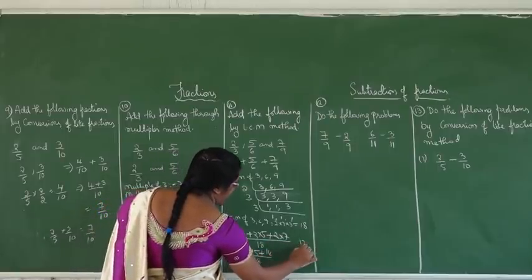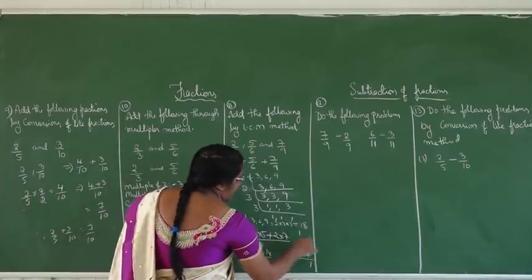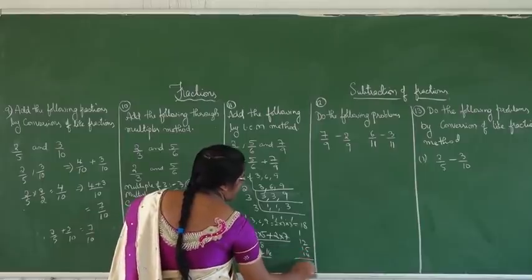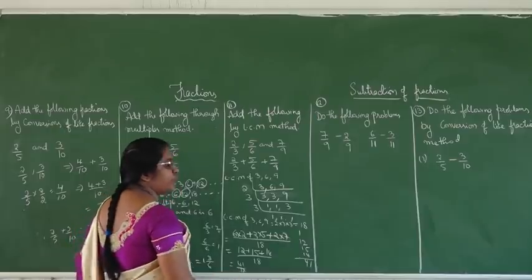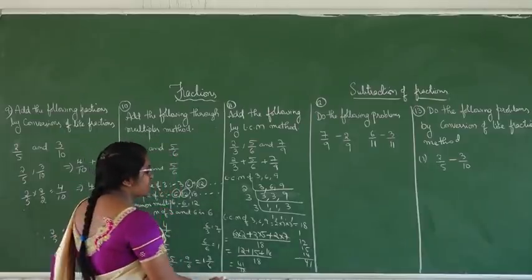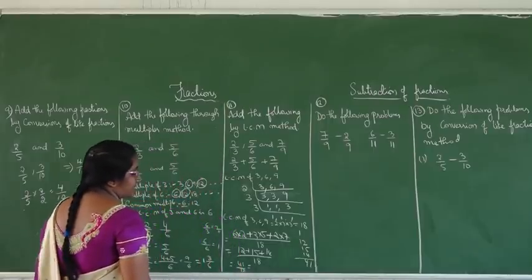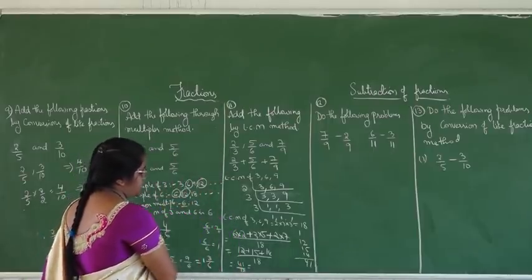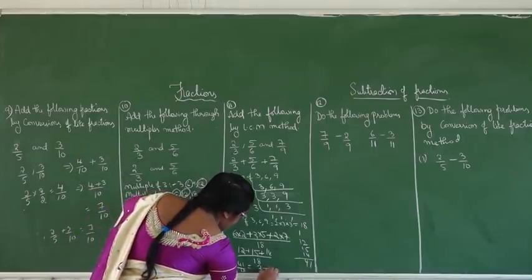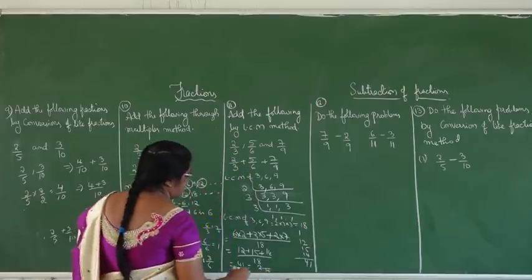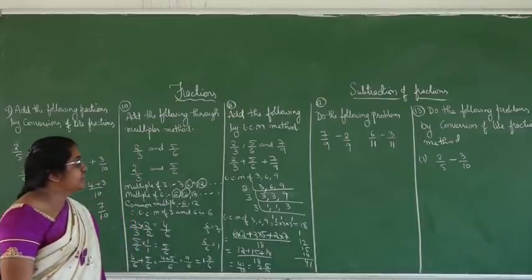Now to add these: 12, 15, 14. That is 41 by 18. 41 by 18 is an improper fraction, and again this improper fraction can be converted into a mixed fraction. That is 18 twos are 36. So 2 times, remainder 5. That is 2 5 by 18.